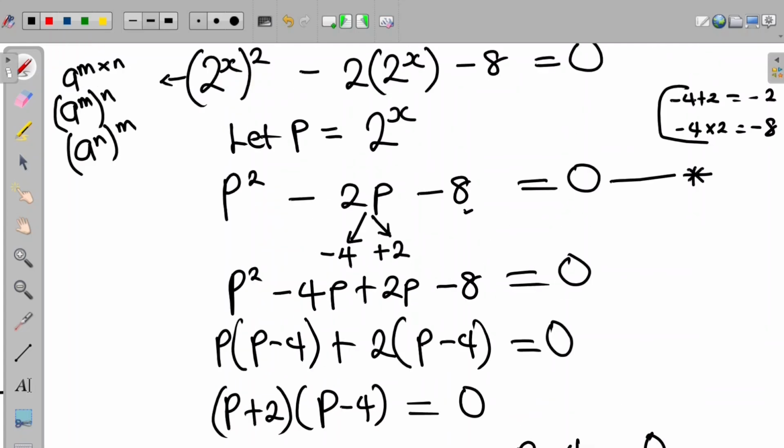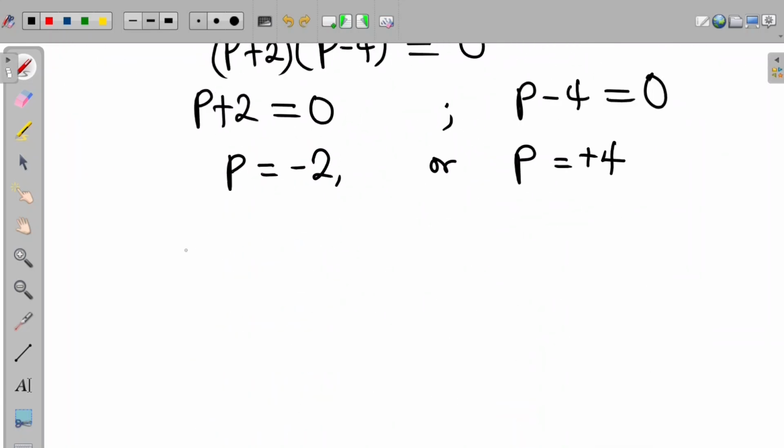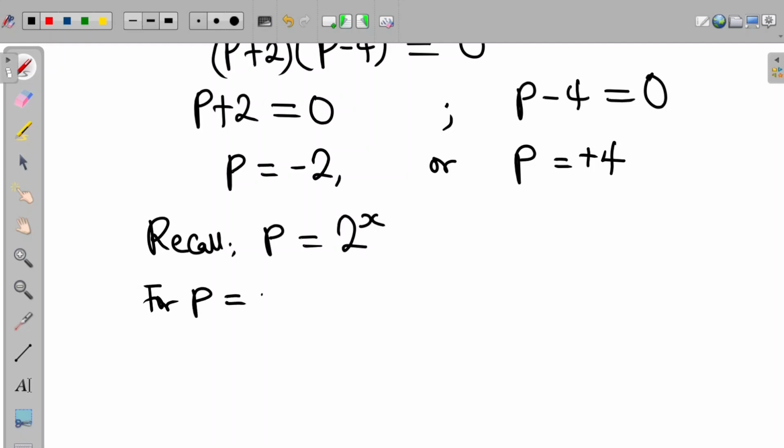But recall that we said let p be equal to 2 to the power of x. So for p equal to -2, we have -2 equal to 2 to the power of x. At this point, we cannot obtain a solution for x here.